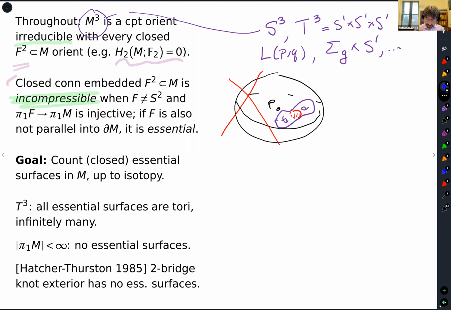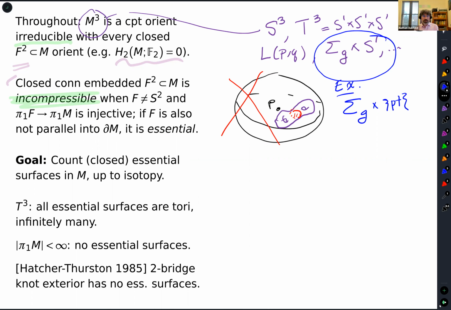So what is an example of an incompressible surface? Maybe we look at this example here. If we take surface cross point, it's a nice surface sitting inside surface cross circle. Its fundamental group is a factor of the fundamental group of the whole manifold. So that's a good example of an incompressible surface.